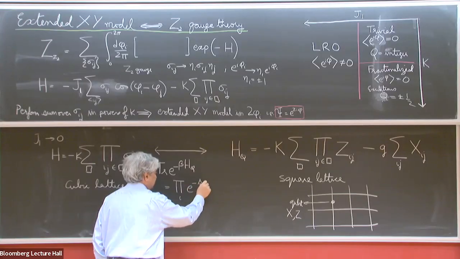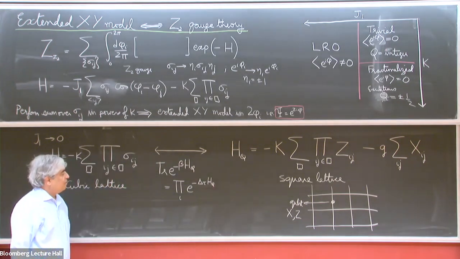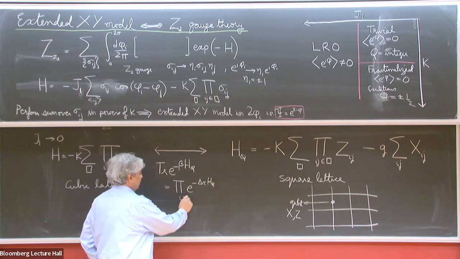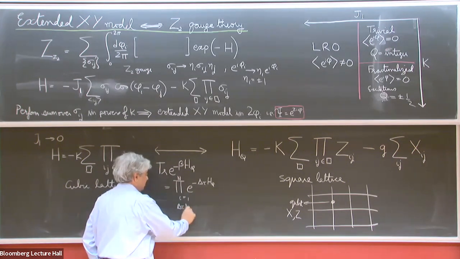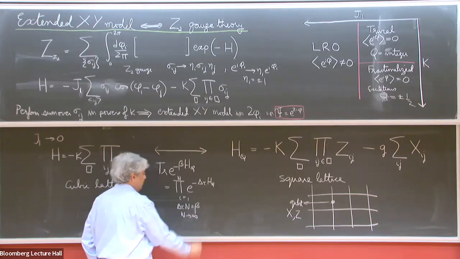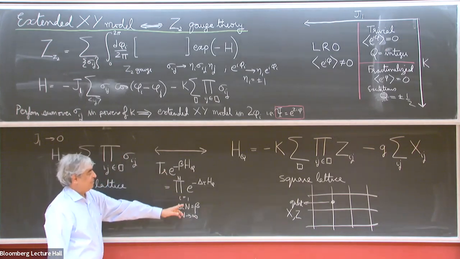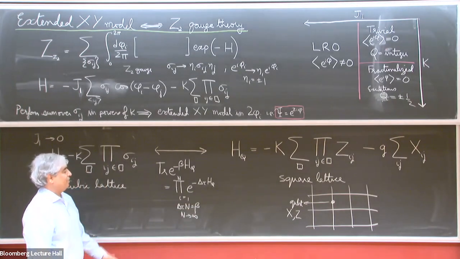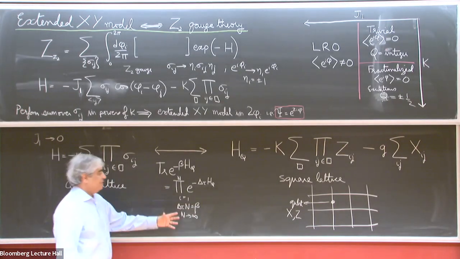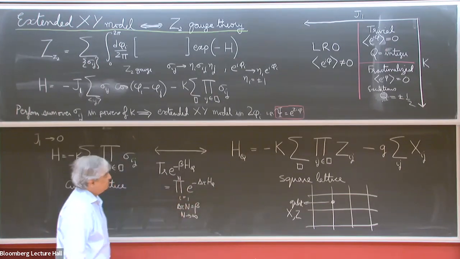e to the power delta, H_q. Take n of these, i equals 1 to n, with delta tau times n equals beta, and you take n going to infinity. So this is just a trivial identity. You write it this way, and then you insert a complete set of states, and you end up with a model in one higher dimension. The extra dimension is the time dimension with n steps.